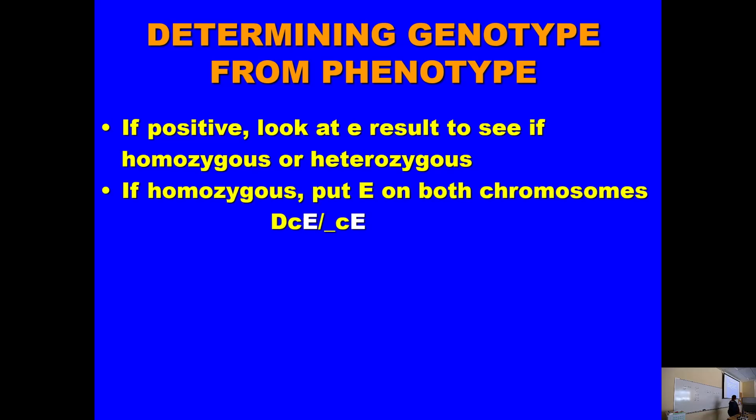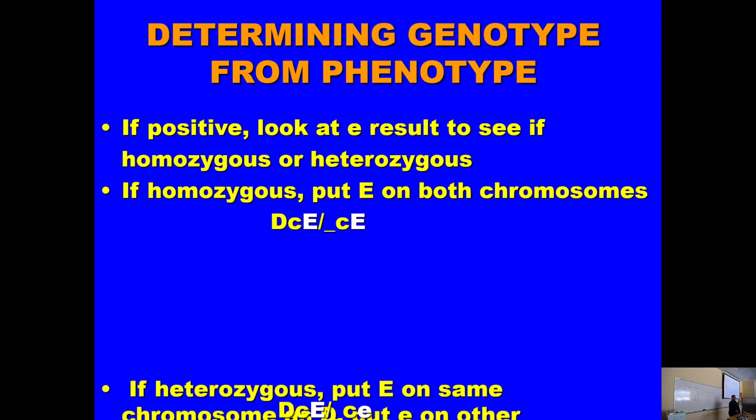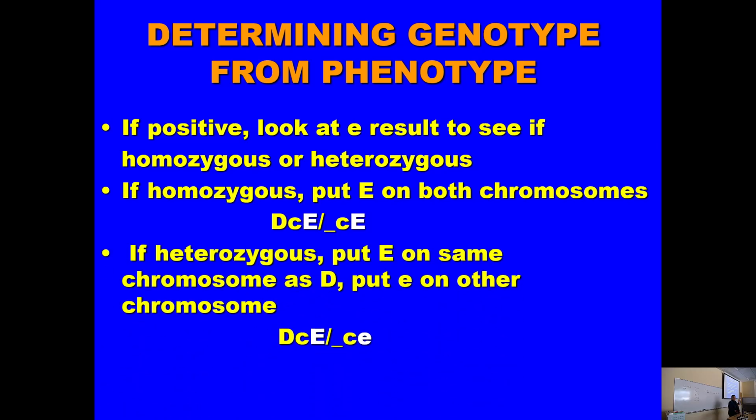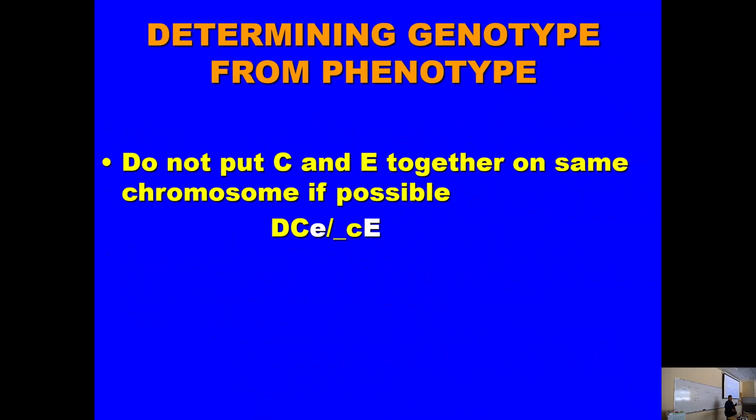so that shows if it was both big E, they would both be big E, right? If you have a heterozygous, I've got to think of how to say this. Give me a minute. If heterozygous, we can put the big E on the same one with big D if big C is not there. Okay?